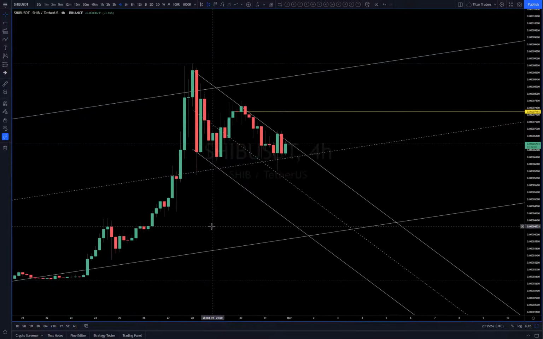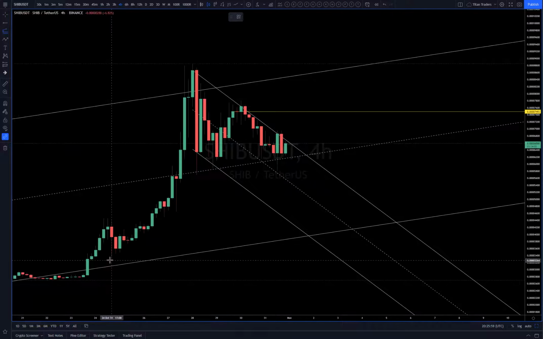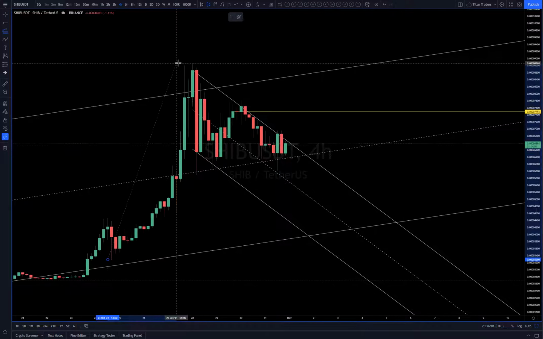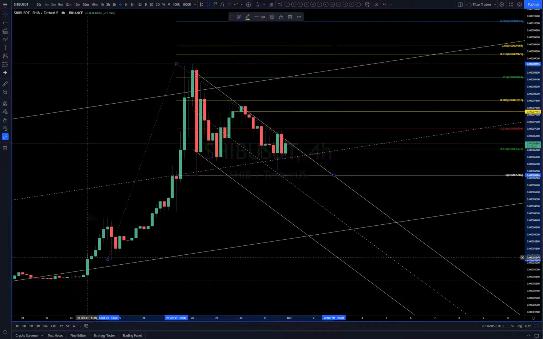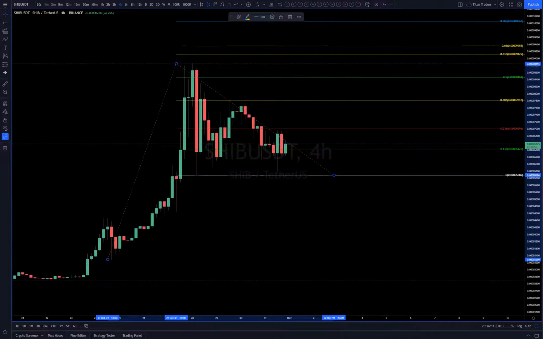In regards to where it could go for a price, if we use, say, the trend-based fib, this low to the very high here. So what we can see from this, let's remove the channels.